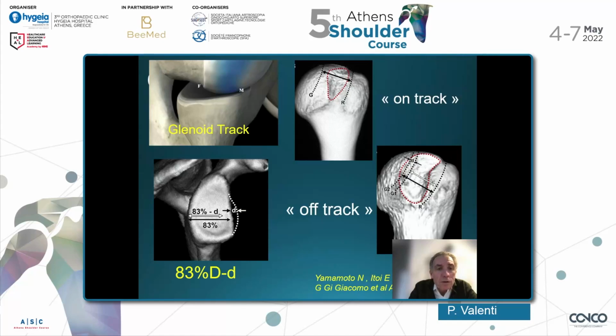It's important to define the glenoid track. This is a contact in abduction, external rotation, and retropulsion between the surface of the glenoid and the articular surface of the head. And we measure the width of the glenoid, and this is 83% of the diameter, less the lack of bone anteriorly. So, if the Hill-Sachs is inside the width of the glenoid, this is on track. If the Hill-Sachs is outside the glenoid width, it is off track. Off track is a risk of engaging lesion. So now I systematically do a 3D reconstruction to measure on track and off track.